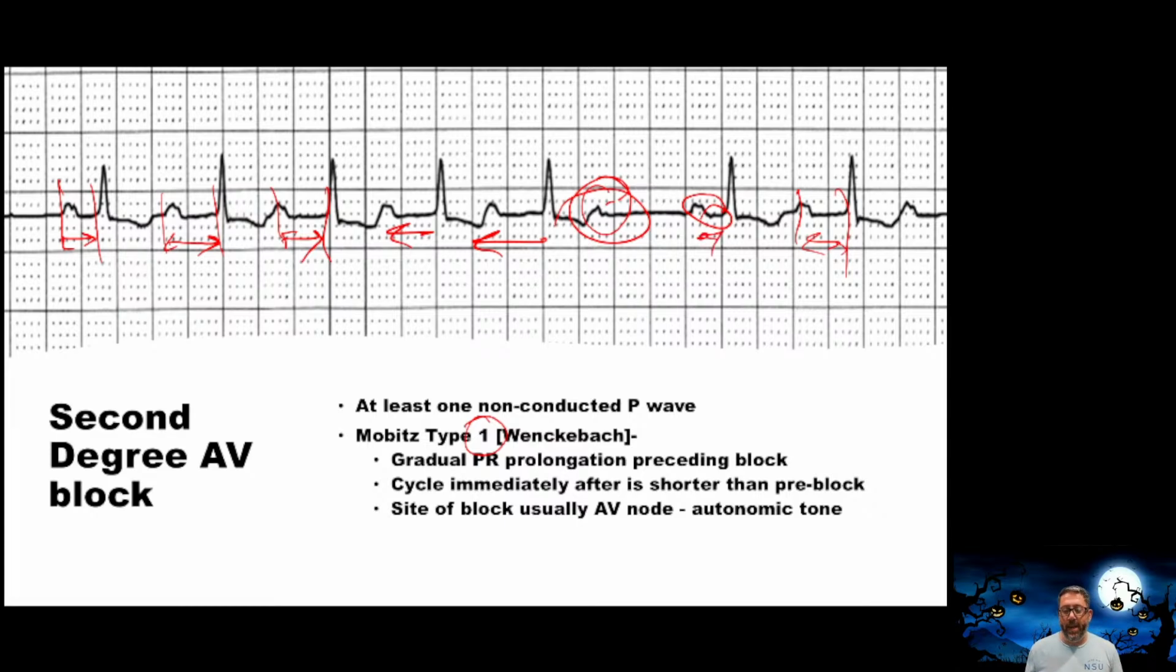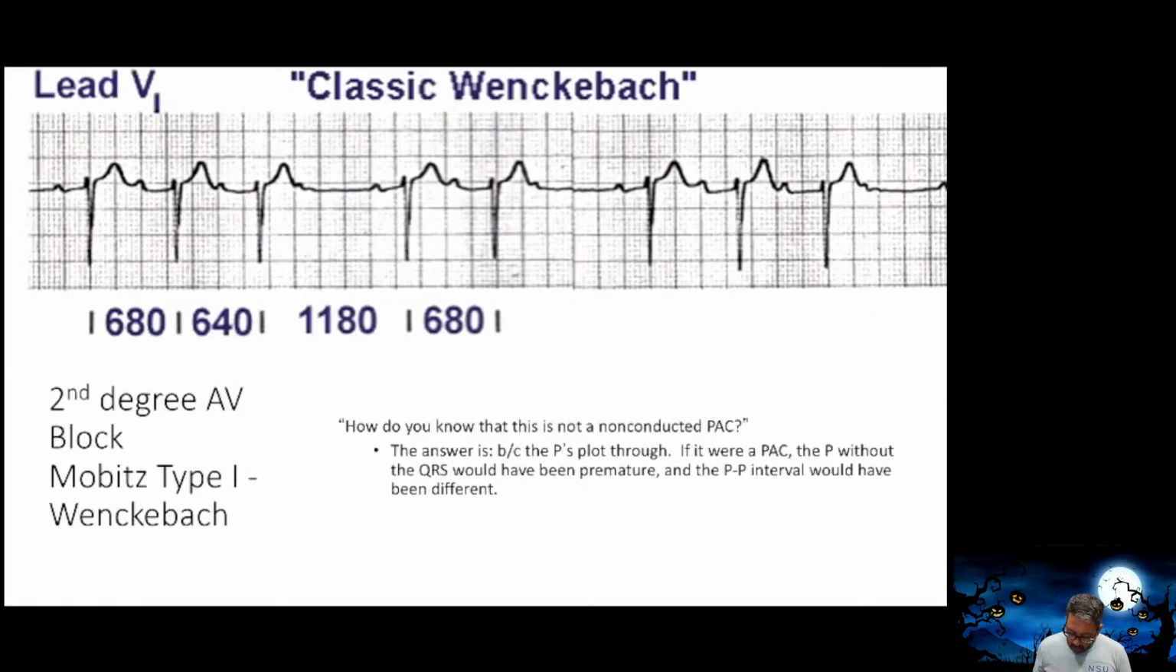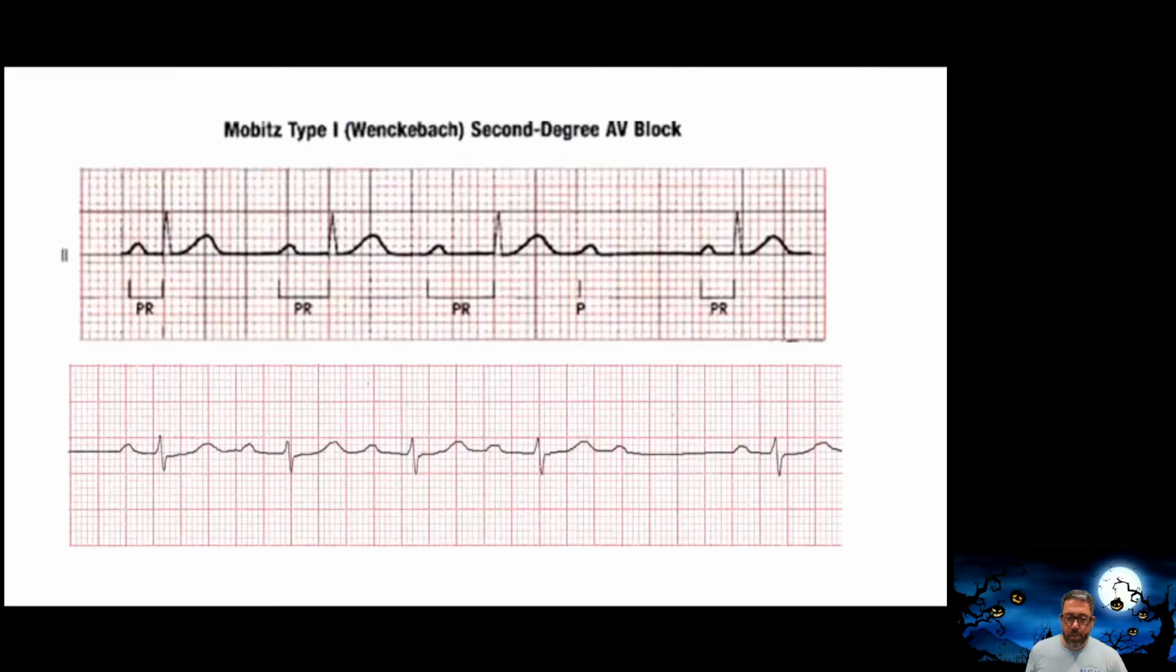Okay, so that is second degree AV block type 1. PR interval continuously increases, and then you drop an entire QRS complex. Now, in what you're thinking of, Amani, with the PR interval is long but consistent, that is an AV node second degree type 2.